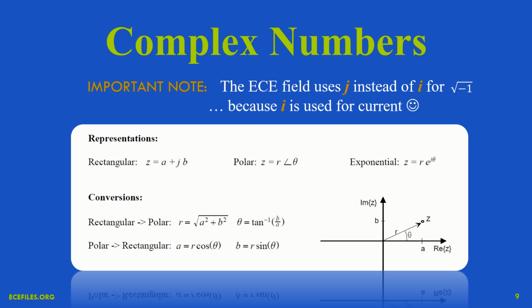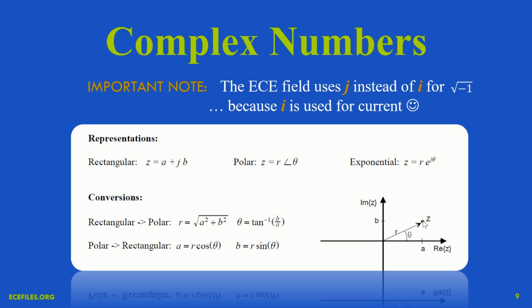So here's what we need to know about complex numbers if we're using them in electrical engineering. First of all, in the ECE, electrical and computer engineering field, we use J instead of I for this square root of minus 1 thing. It's just a notation change because I is used for current in electrical engineering, and so we switch to J. All right, with that said, let's talk about representations. We already discussed that it's a two-dimensional number. So Z is out here in 2D space.